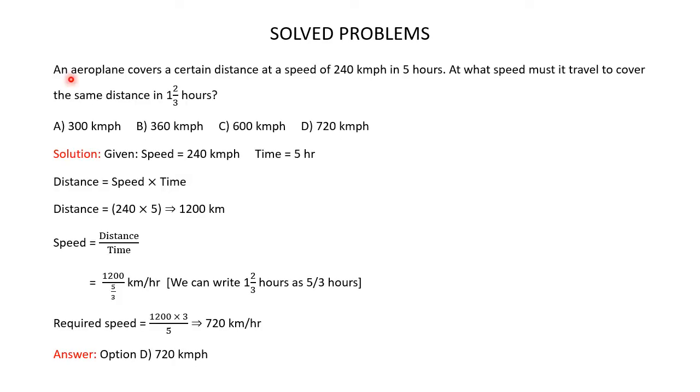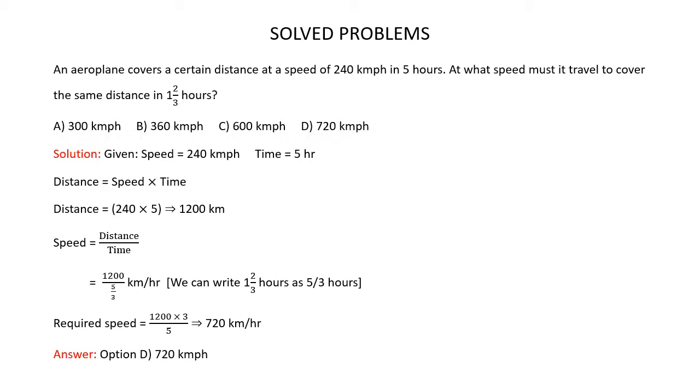An aeroplane covers a certain distance at a speed of 240 kilometers per hour in 5 hours. At what speed must it travel to cover the same distance in 1 2 by 3 hours? You are given 4 options here and you have to find out which of these options is the correct one.